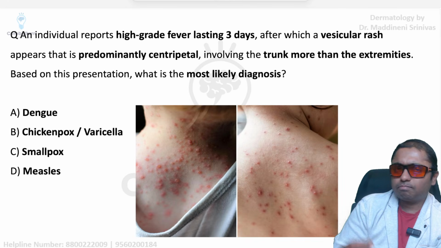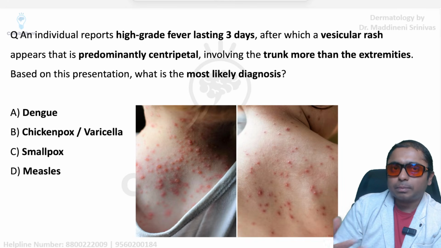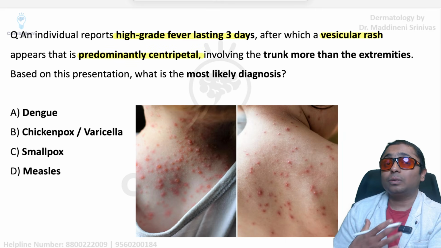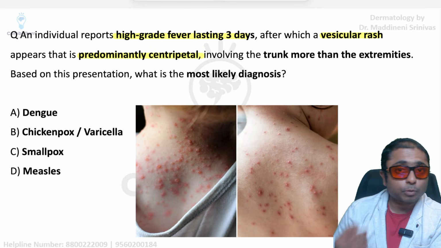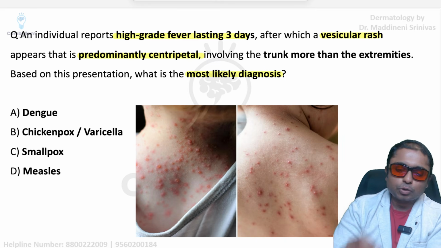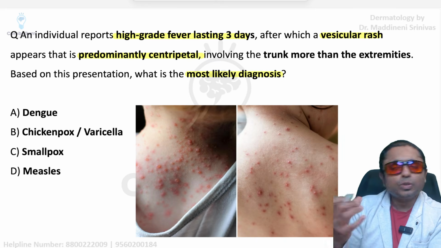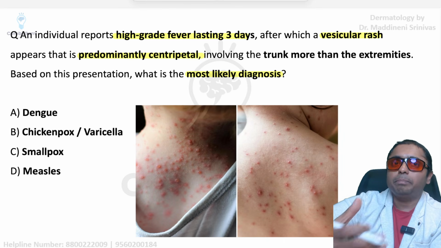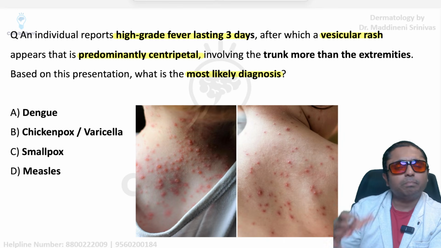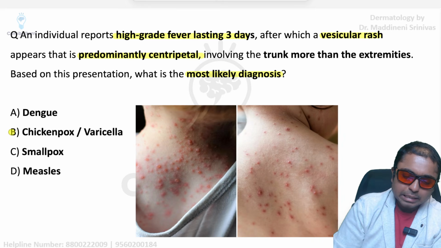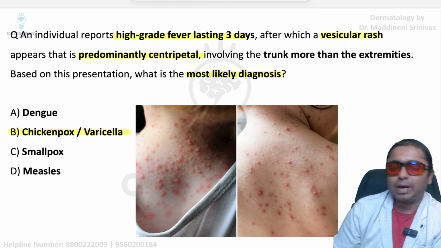Right. Next is this pediatrics, microbiology, dermatology integrated question. Individual with high grade fever lasting 3 days, there is a vesicular rash which is predominantly present over the trunk, that is centripetal distribution, right? What is the most likely diagnosis? And some students told me that this rash was showing the pleomorphic nature, with some lesions being fluid filled, some being papules, some being vesicles, some being pustules. By all these clues you can easily think of chickenpox, varicella as the answer.